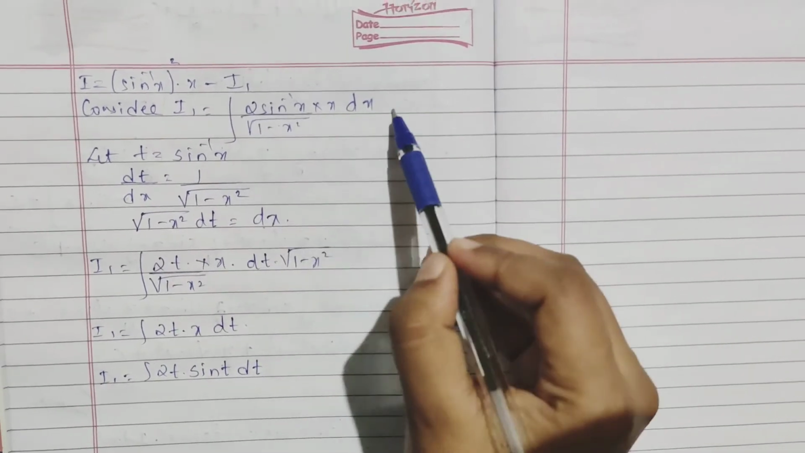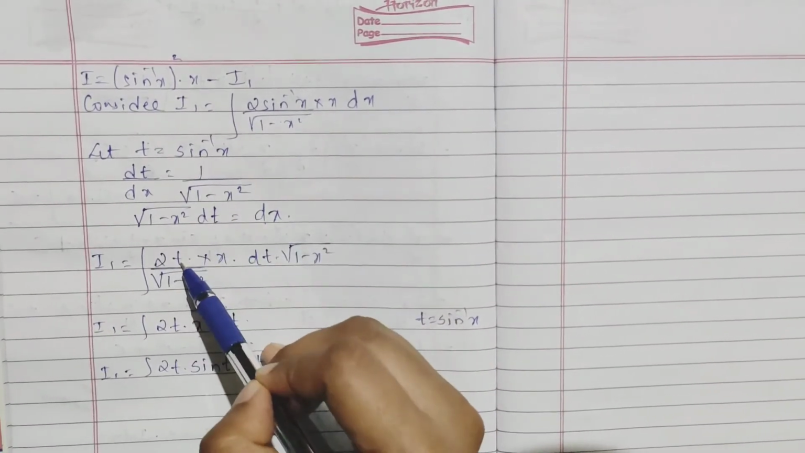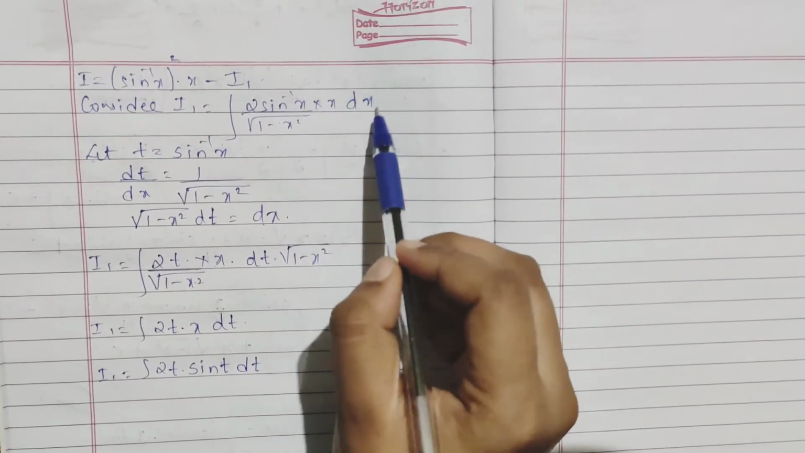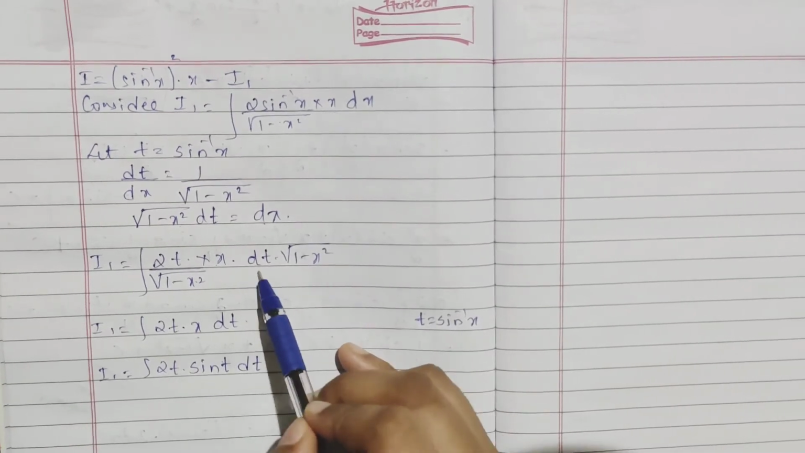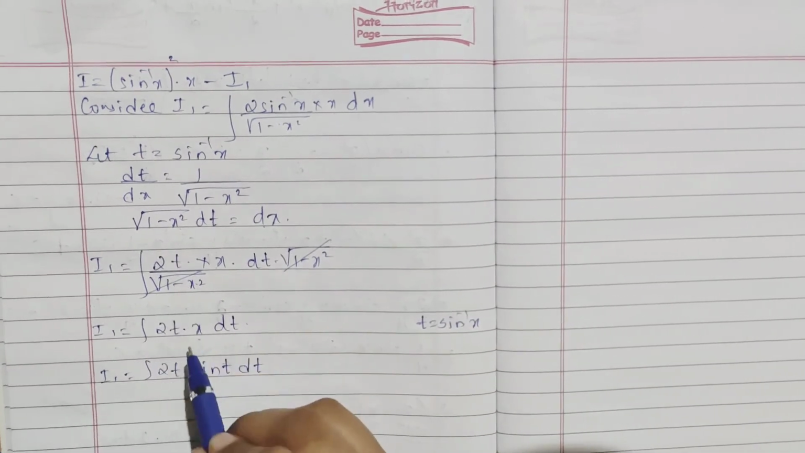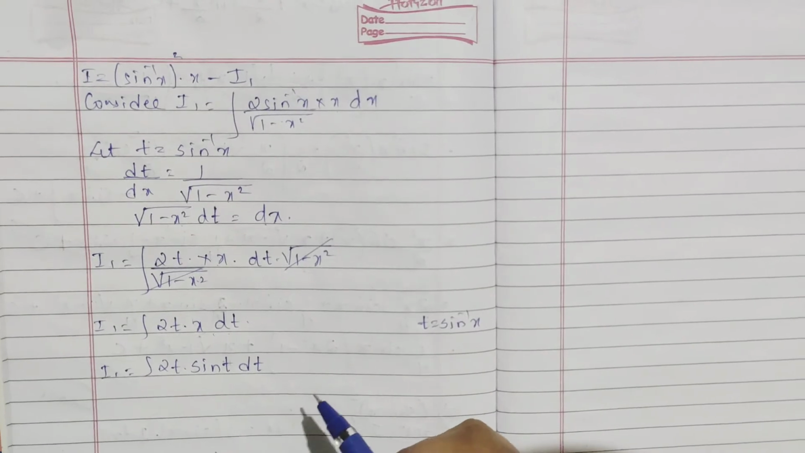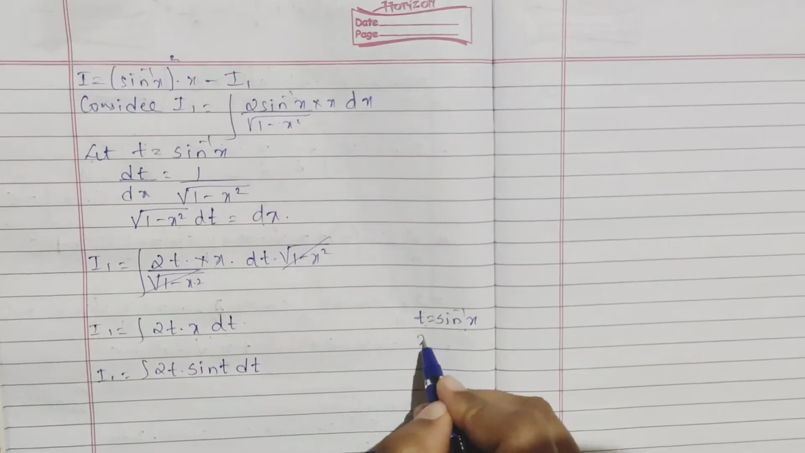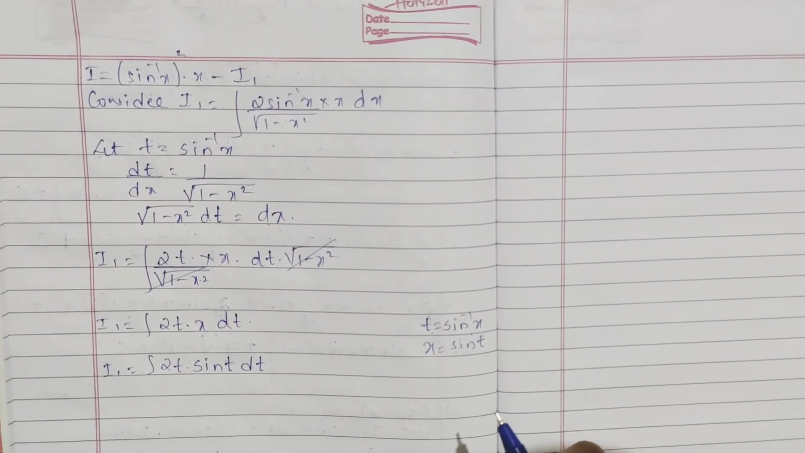Now substitute everything in I1. So I1 is 2, sin inverse x taken as t, divided by root of 1 minus x square, which remains as it is, x also remains as it is, and dx is taken as root of 1 minus x square into dt. You can see this root and that term cancel, and you will have 2t into x dt. Now in terms of t you have x. How do we get x? We have taken t as sin inverse x, so x will be sin t, right? We have done it.